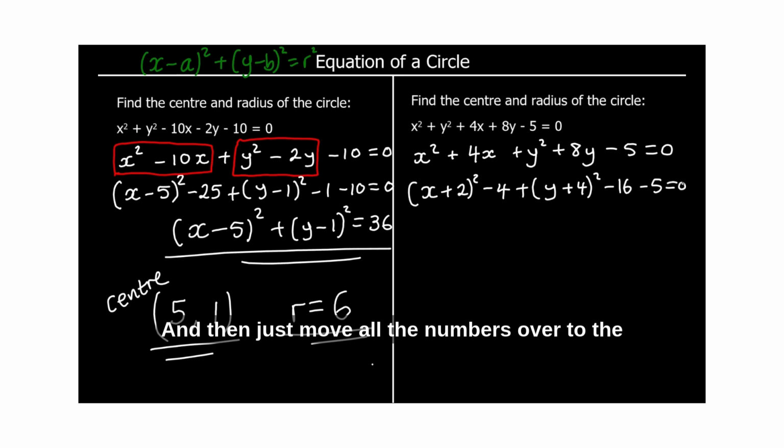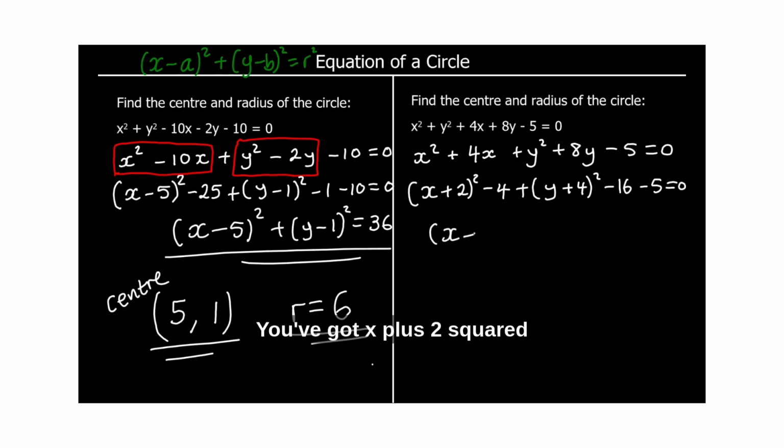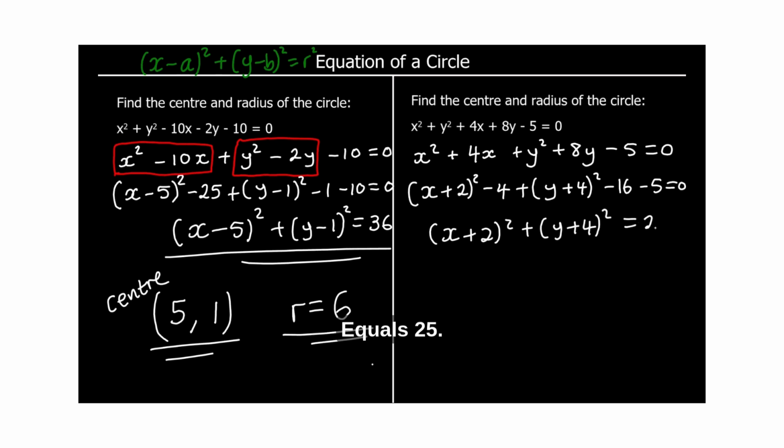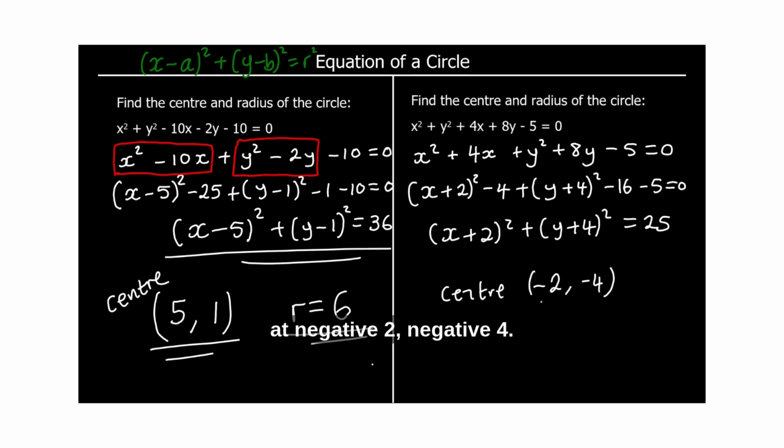And then just move all the numbers over to the right side. Negative 4 minus 16 minus 5 is negative 25. So plus 25 to both sides. You get (x plus 2) squared plus (y plus 4) squared equals 25. So what's the center and the radius? The center is at negative 2, negative 4. And the radius is square root 25, which is 5.